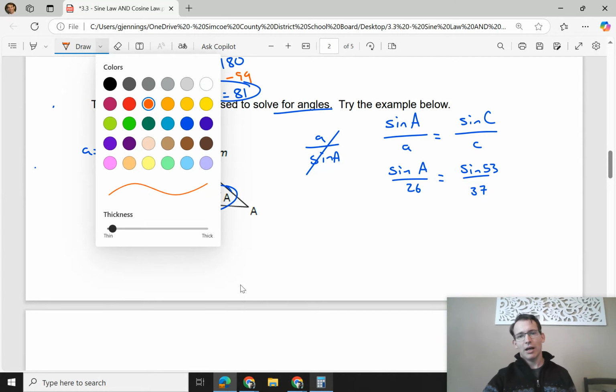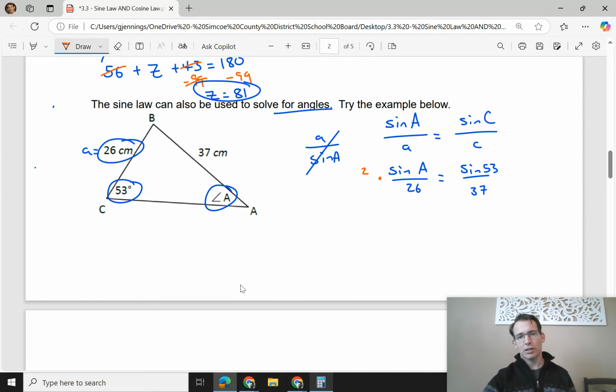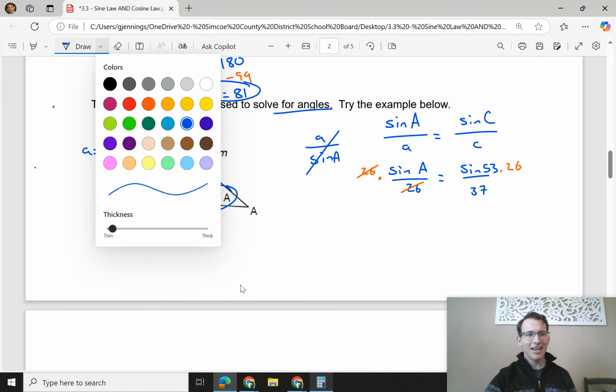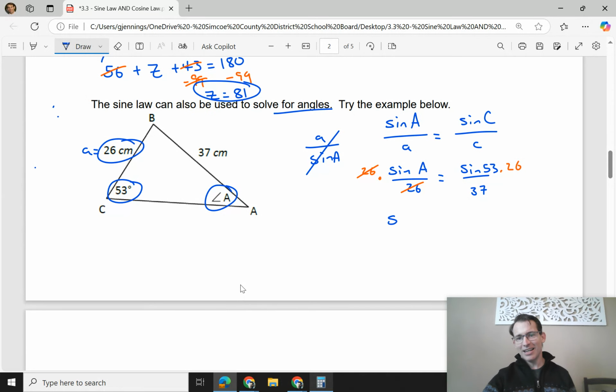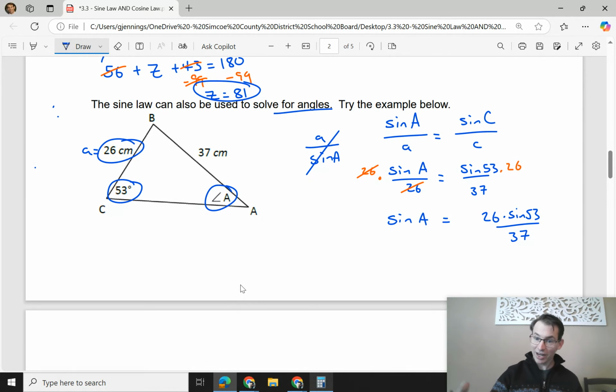But here, I really wish we weren't dividing by 26, so let's multiply by 26. So multiply both sides by 26. This cancels that. That's why we did that. And then we get the next line. Sine A is equal to 26 multiplied by sine 53 divided by 37. Well, I really wish we weren't solving for sine A. I wish we were solving for A.